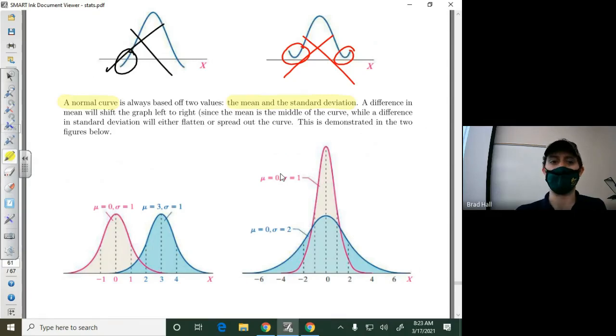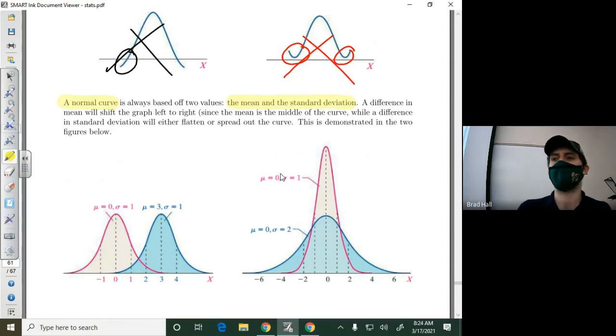If you have a different mean, you're going to go left or right. This is because the mean represents the center of the curve. So if the center of the curve gets larger, then guess what happens? The curve itself will shift. Or if the mean gets smaller, well, the curve is going to shift the other direction, because the center of the curve always has to be the mean.